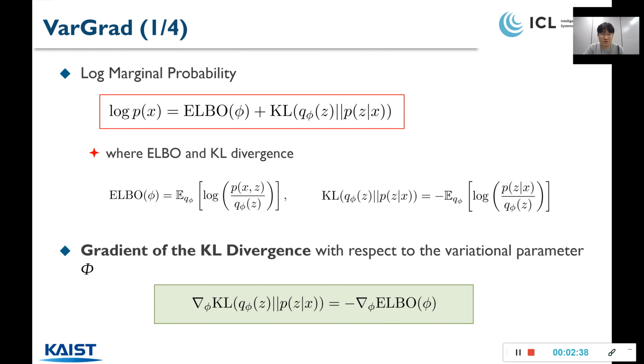This slide shows the gradient of the KL divergence. Here, log marginal probability is represented as shown here, where ELBO and KL divergence are shown here. The gradient of the KL divergence with respect to the variational parameter phi equals the minus gradient of the ELBO.